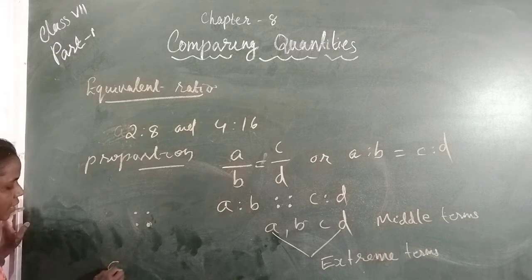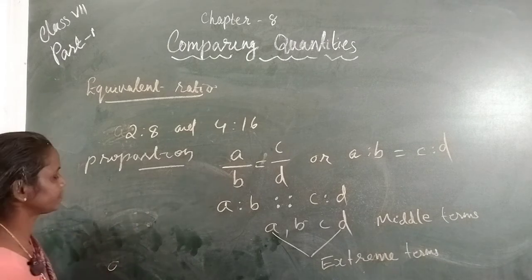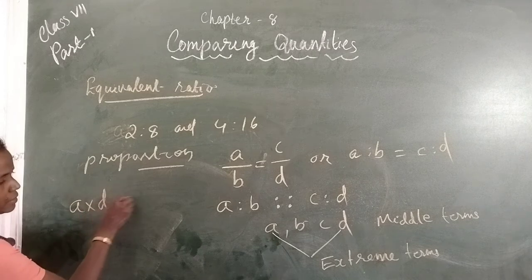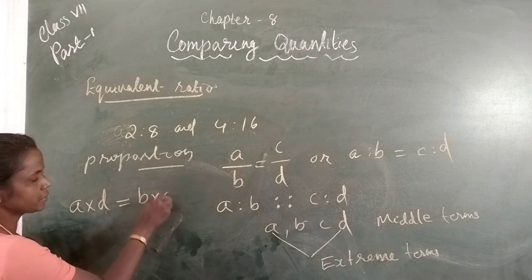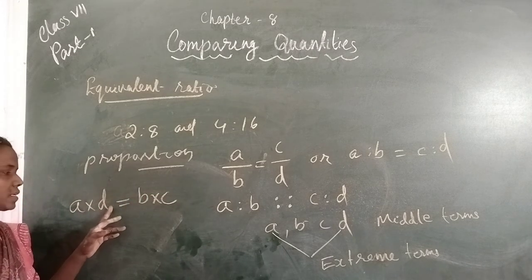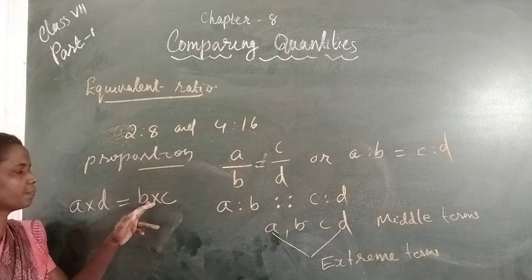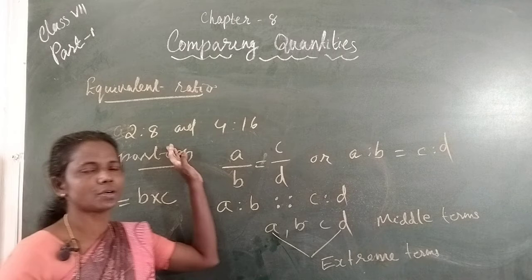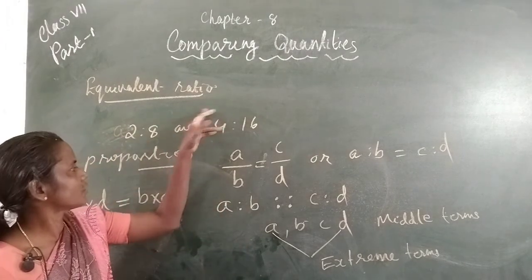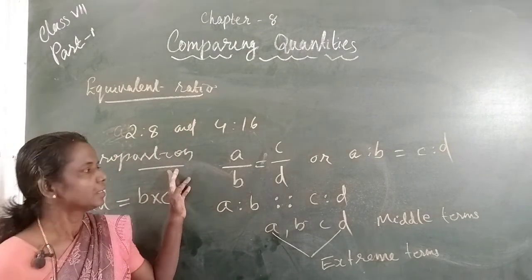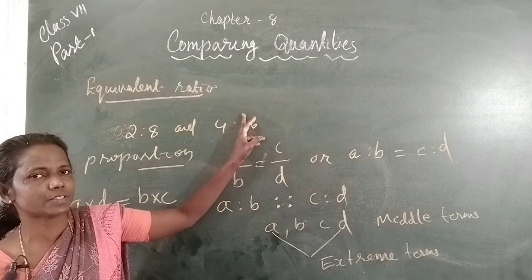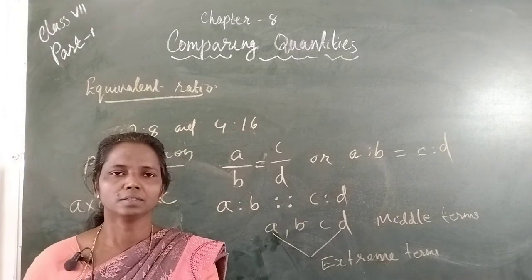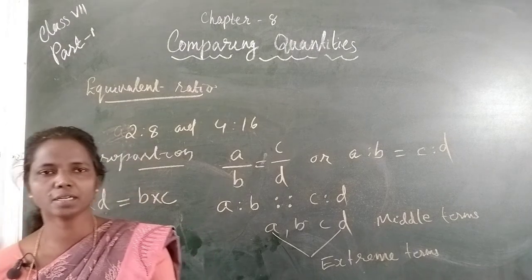Then A into D is equal to B into C. It means the product of extreme terms is equal to the product of middle terms. Is it clear? What is ratio? Then equivalent ratio, proportion. Then we know ratio is written in which form? Simplest form. Is it clear? The next is exercise 8.1.